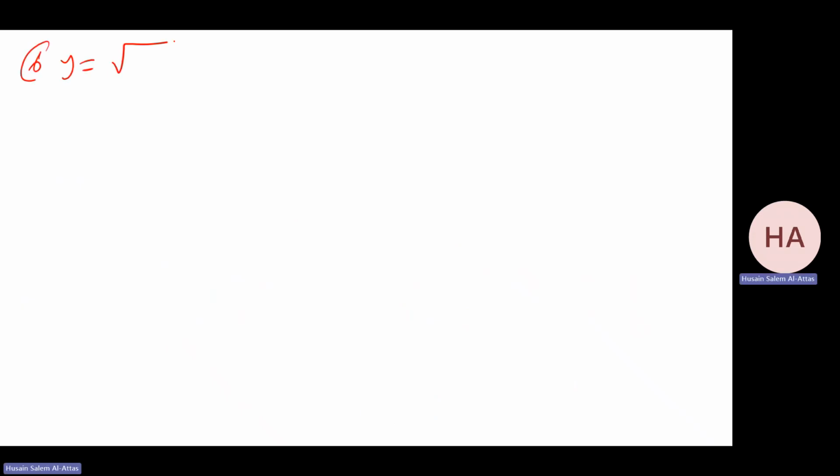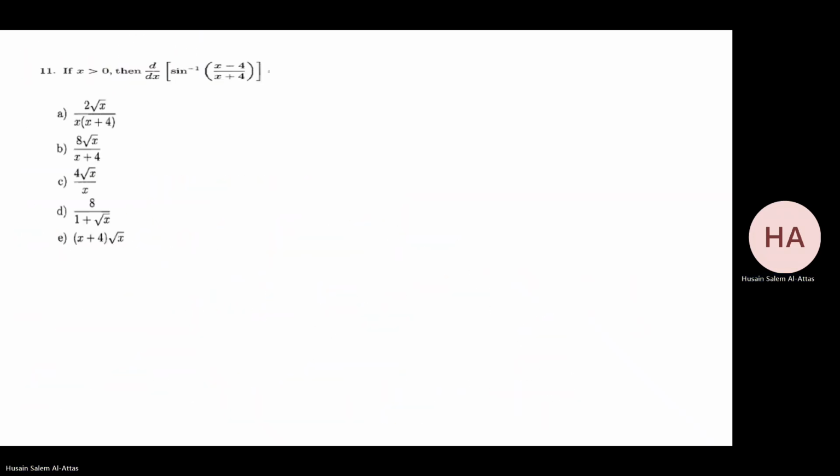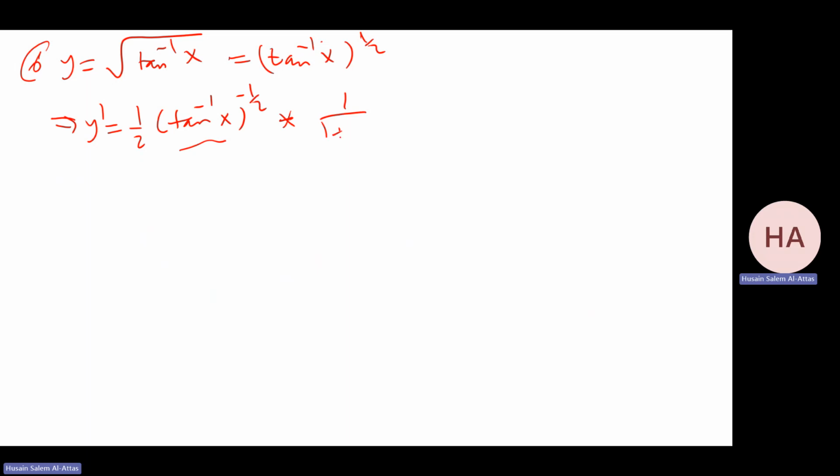Number 6, y equals the square root of tan inverse of x. Am I right? Yes. Okay. So this is tan inverse of x to the power half. So y prime will be half tan inverse of x to the power minus half, times the derivative of this, 1 over 1 plus x squared. So that will be 1 over 2 square root of tan inverse of x, times 1 plus x squared.